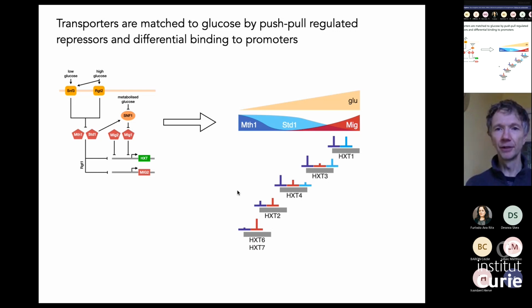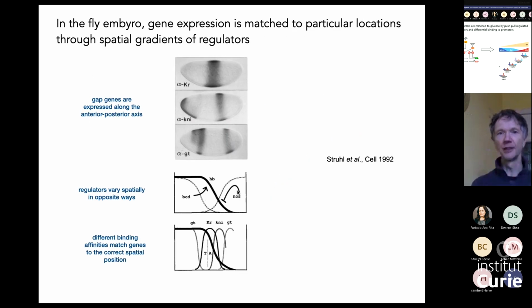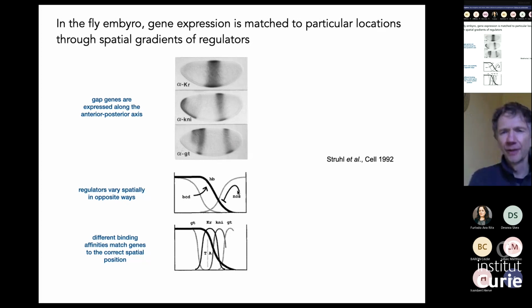Okay, and this is similar, to our eyes, to what happens in Drosophila development. I saw there were several talks on development before, so you may have seen this already. There the problem is analogous, in the sense that you want to express certain genes, the gap genes, which are the ones at the bottom here, in certain positions in space. Whereas in our case we want to express certain transporters in certain concentrations of glucose.